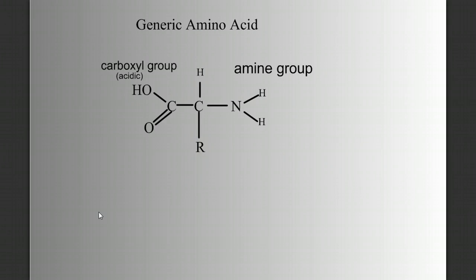So there's your generic amino acid. If you can draw one, you can draw them all. But this is a monomer. Most proteins are many amino acids. In fact, we said around 200. So how do we put 2 amino acids together?